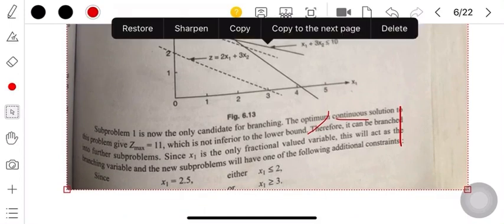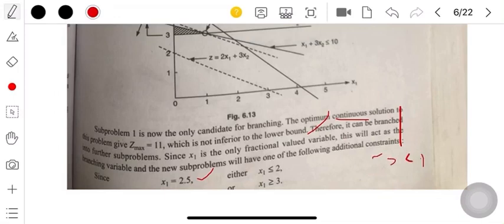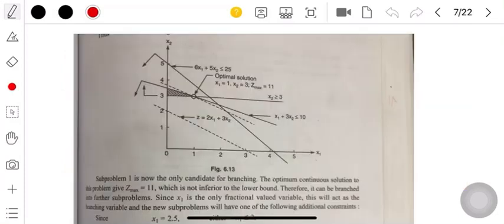Now what you need to do is go back to the previous variable x1. What was x1? The x1 was 2.5. Again the value lies between 2 and 3, which means x1 can either be less than or equal to 2 or x1 can be greater than or equal to 3. So this is it. Okay, so how to do next?